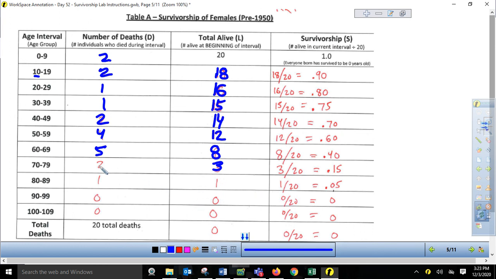And if I look at my data, 2 females died in the age of 70 to 79. That means only 1 female lived to see their 80s, and that female did die in their 80s. That means 0 females lived to see 90, and definitely nobody saw 100 either. So I keep taking, look at what I do here. I divide it by 20 each time because I always start out with 20 females, and I take how many females are left and divide that by 20, and there you go, there's my numbers.